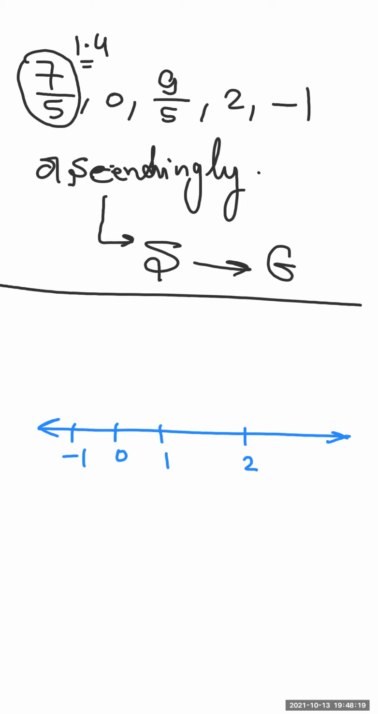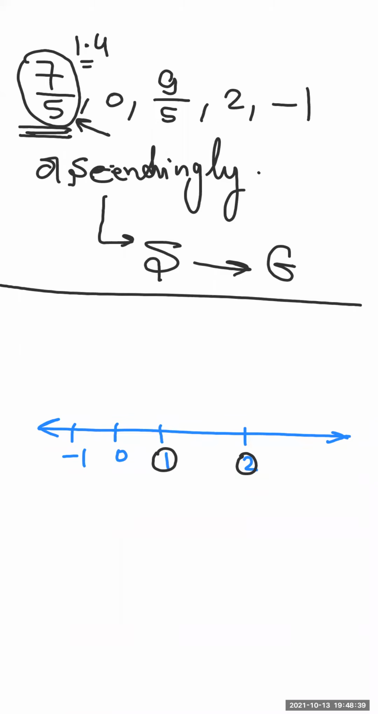So now, how do we represent this number, 7 over 5? It's between 1 and 2. So convert the two numbers 1 and 2 into fractions with the denominator 5.